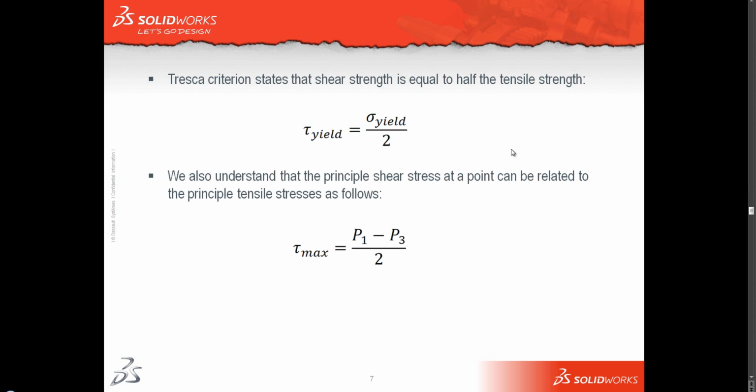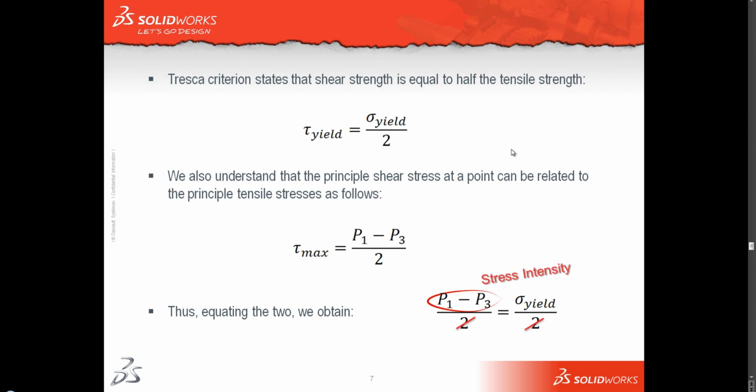And so when we equate these two, we get this equation. Obviously we can cancel the 2's just there, and so we're left with this P1 minus P3 equals sigma yield. And this term we have on the left hand side, this P1 minus P3, is what we refer to as our stress intensity. So what we're going to do is compare our stress intensity values with our tensile strength to determine whether we're seeing yield.